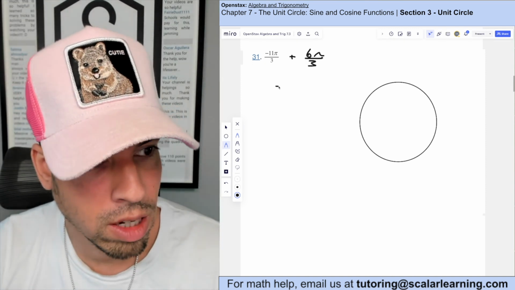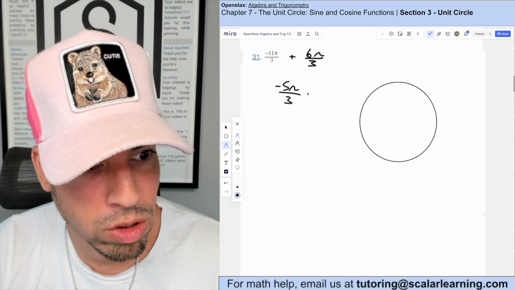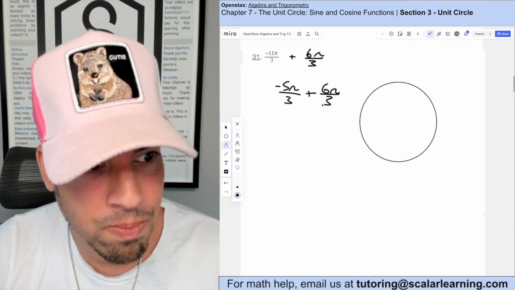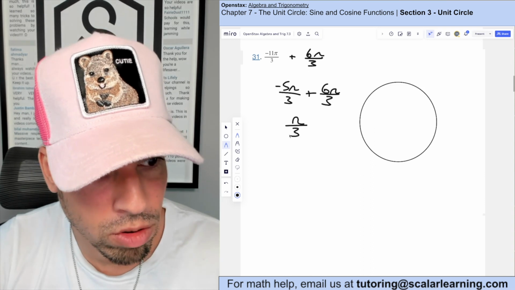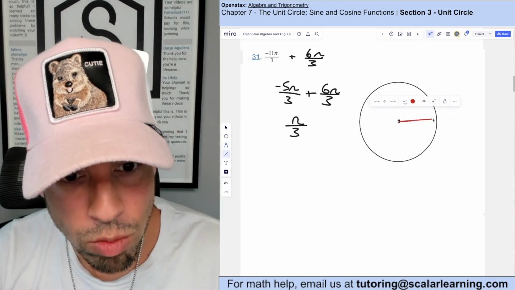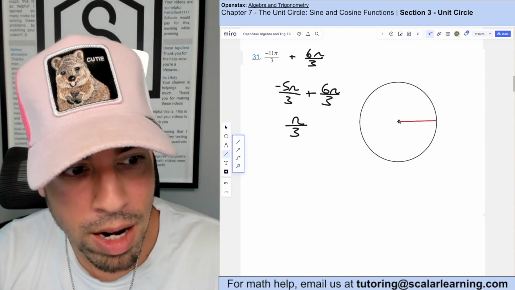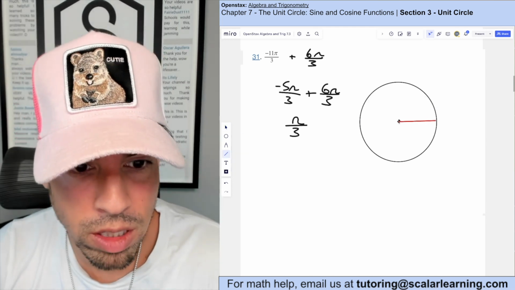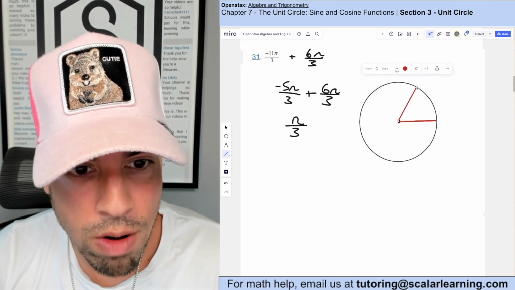So first I add those together, I get -5 pi thirds, but we're still not positive. So let's do it again. And then now we have positive pi thirds, okay? So that's going to be much easier to draw out. So positive pi thirds, we're starting here. And pi thirds, by the way, is equivalent to 60 degrees. But it's roughly right around here.